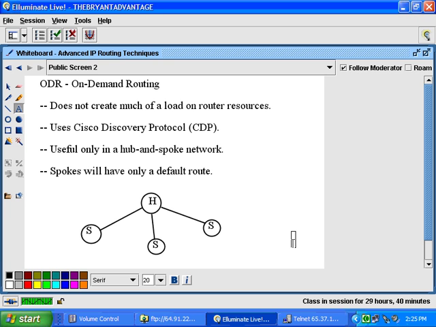I'll tell you this, if you do a Google search and you put in Cisco on-demand routing, the first 10 matches you get are all related to ISDN. That's how little ODR you see.